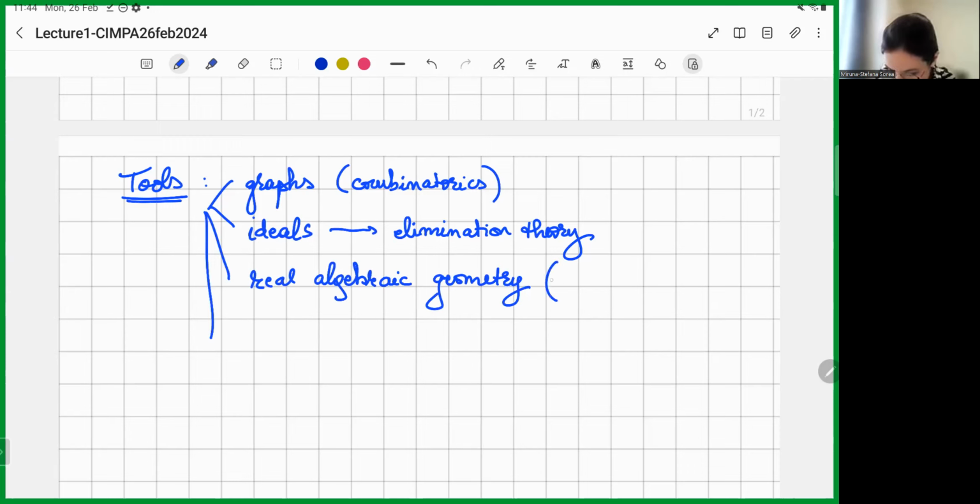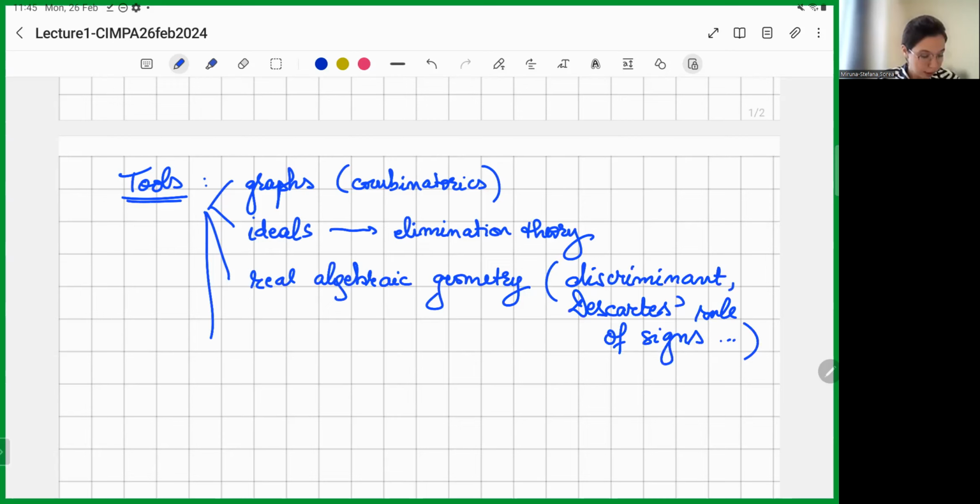Maybe here I just say a couple. For instance, the discriminant that we will see today. Descartes' rule of signs, etc. And maybe I mentioned also an important thing we are leveraging in the proof, which is dynamical equivalence. But we'll see what this is, of course, just to have an idea.